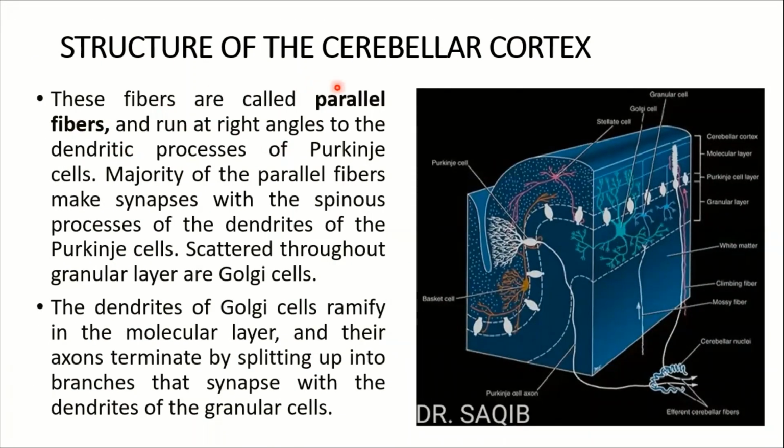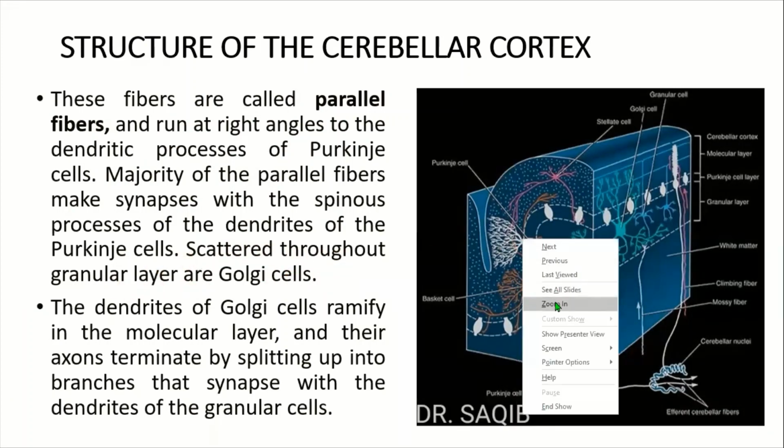So these are called parallel fibers and run at right angles to the dendritic processes of Purkinje cells. These are the Purkinje cells, and they are running parallel. These dots are showing the parallel running of these fibers, the granule cells. The majority of the parallel fibers make synapses with the spinous processes of the dendrites of the Purkinje cells. Scattered throughout the granular layer are the Golgi cells.